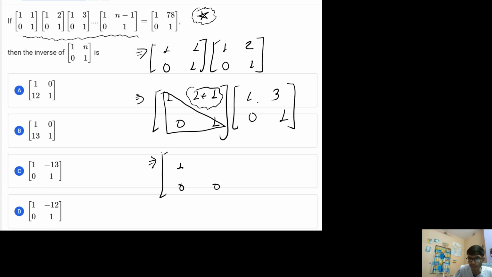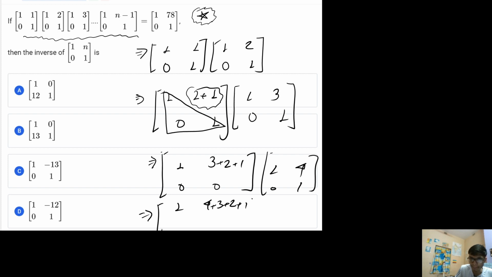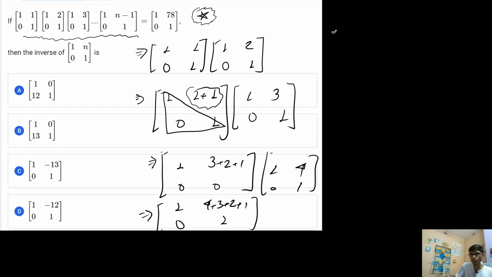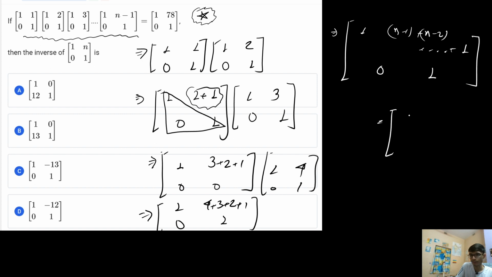So what changes is basically this particular thing, that is 3 plus 2 plus 1, and similarly if you go on performing the results, you will also get 4 plus 3 plus 2 plus 1. Okay, now if you go on multiplying the result given in the question till n minus 1, the final product will be the matrix with 1 over here. Here it will be n minus 1 plus n minus 2, and continuing like this, plus up to 1, 0, and 1 over here, which is equal to the given result, 1 0 78 and 1.